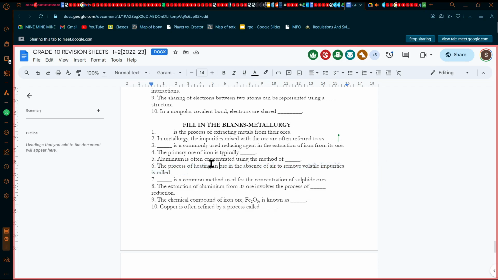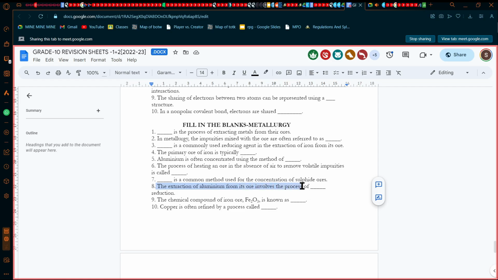The process of heating an ore in the absence of air to remove impurities is called... It's the Bayer process. Shut up. Which is the only method used for concentration of sulfides? Froth flotation. Yes, one blank for three blank answer.